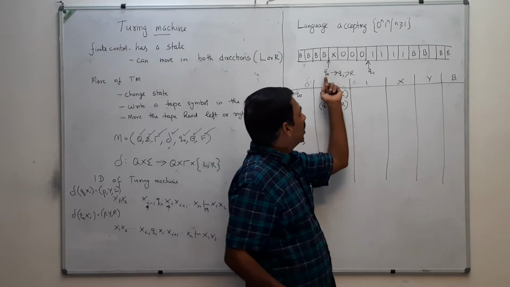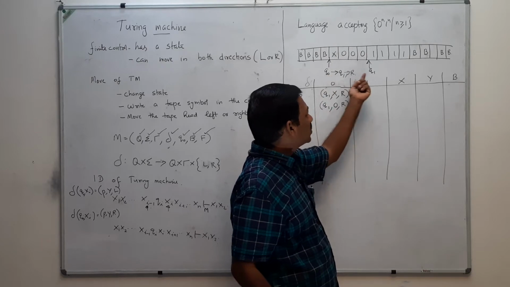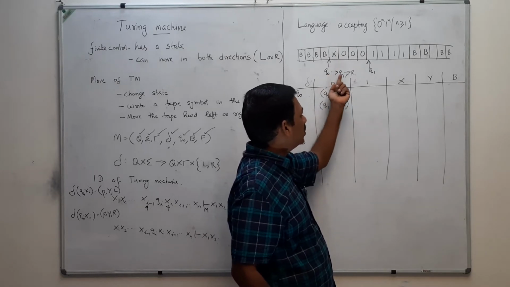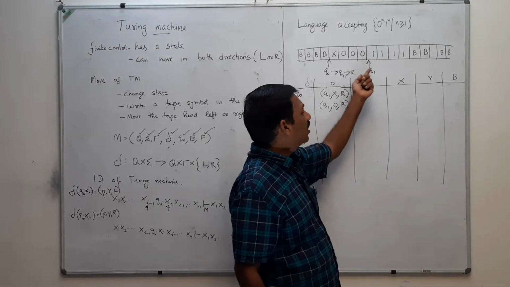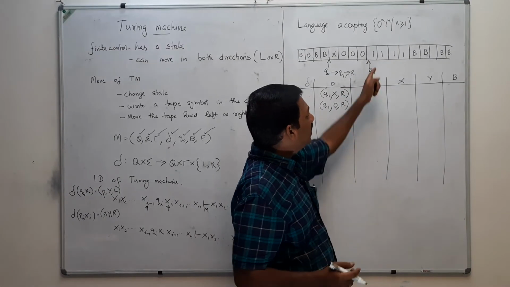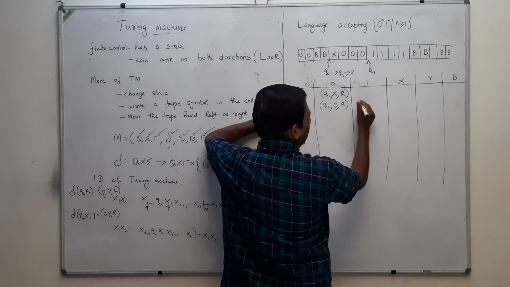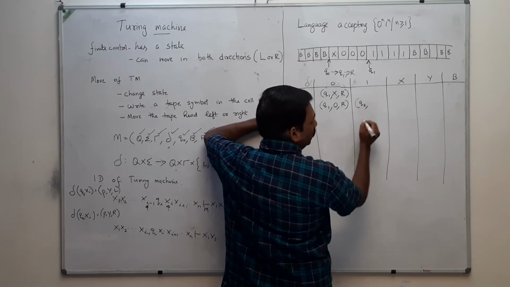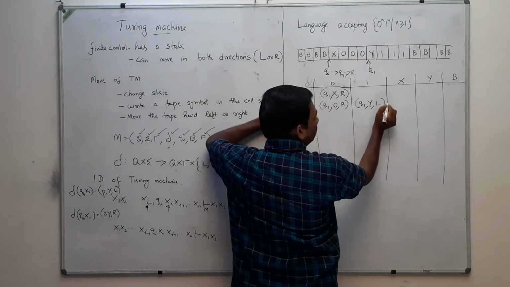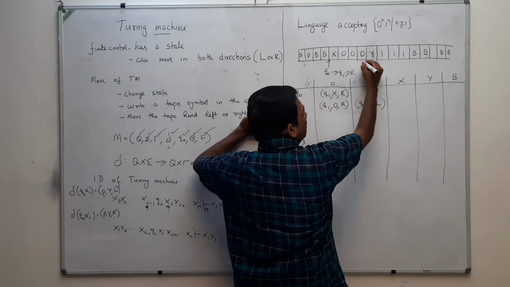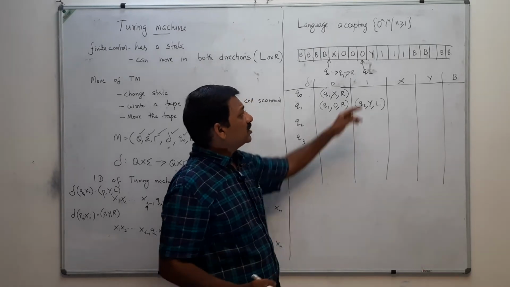That means in state q0, if there is a 0, after replacing that 0 by x, it moves right. For moving right, it switches to a new state q1, and it is skipping all the zeros until it sees a 1. And q1 on 1, what will happen? It switches to state q2, this 1 is replaced with y, and it is moving left. Now it is in q2, and it has to find the next 0.